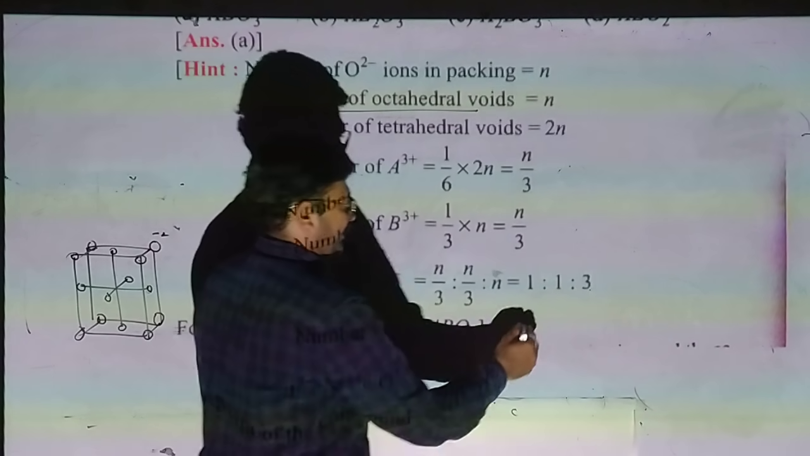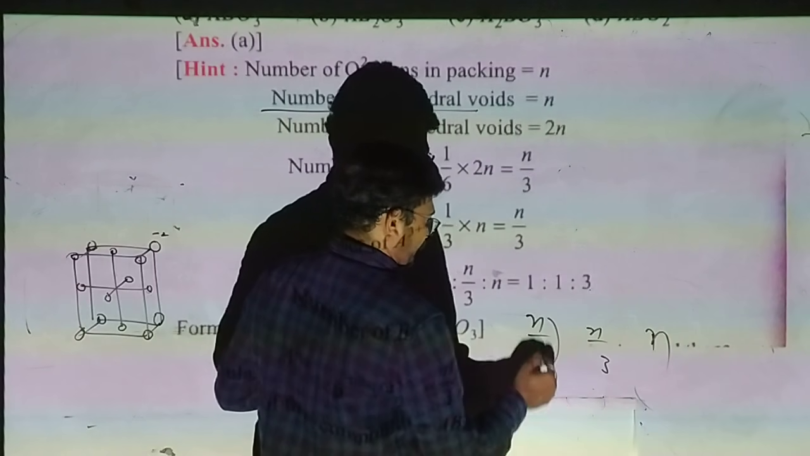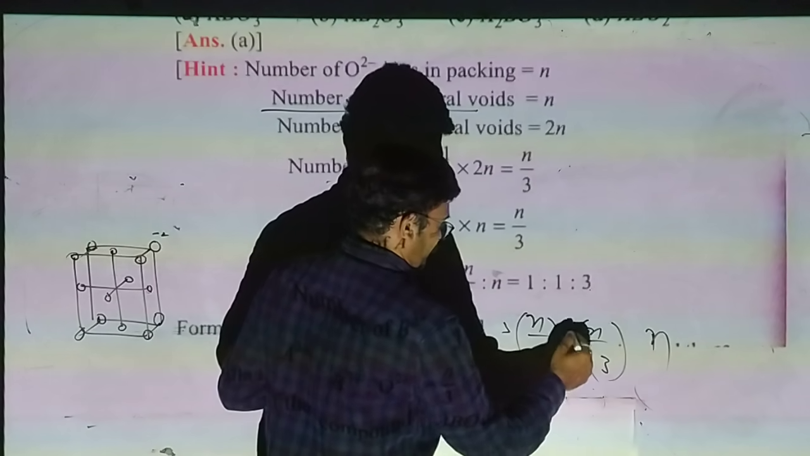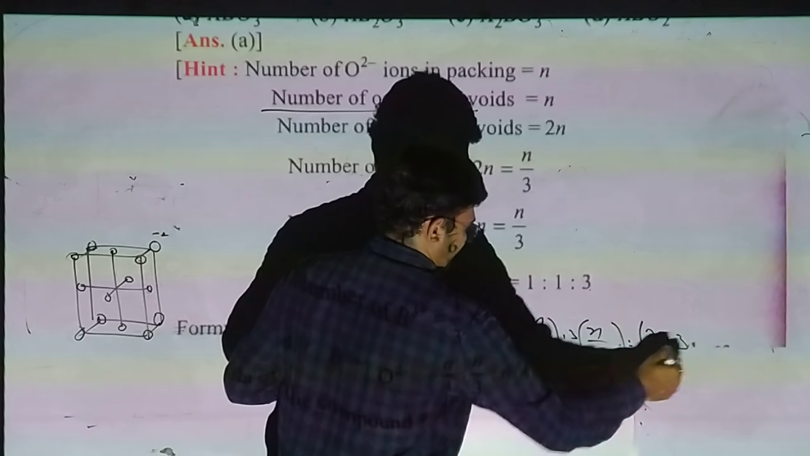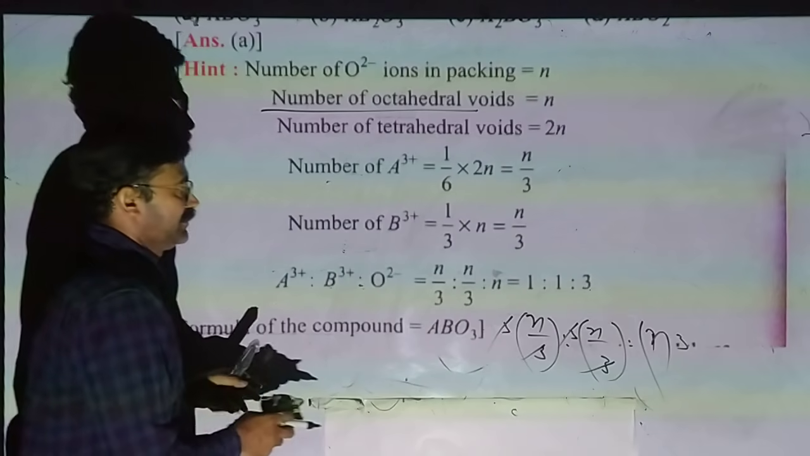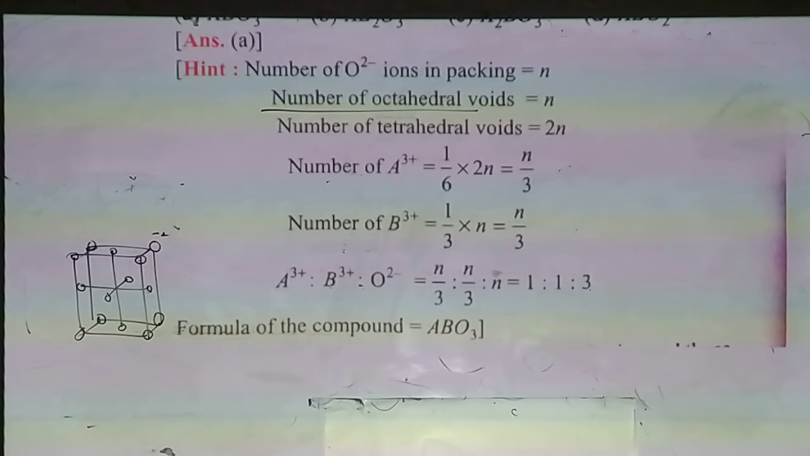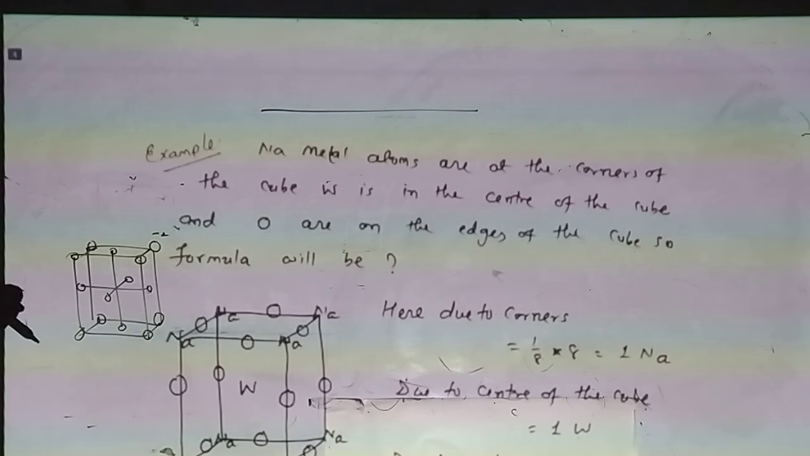We are multiplying by 3 to all the terms. So N, N, and 3N. So N will be cut. 1, 1, 3. 1 is to 1 is to 3. So the formula of the compound is ABO3.